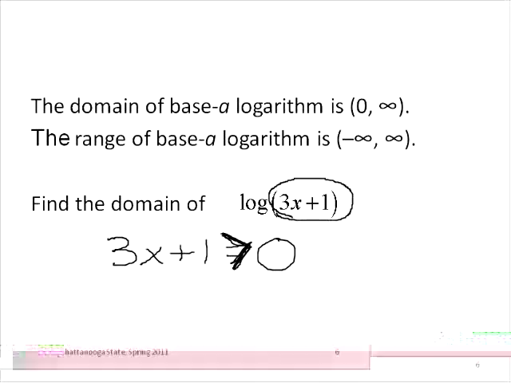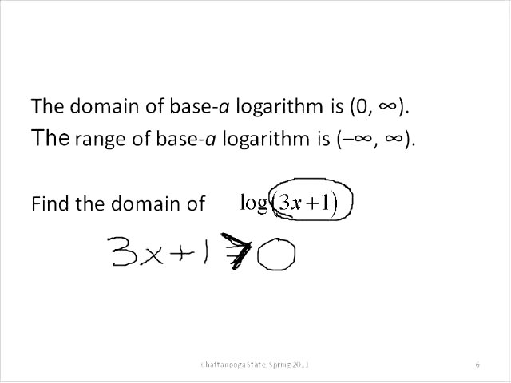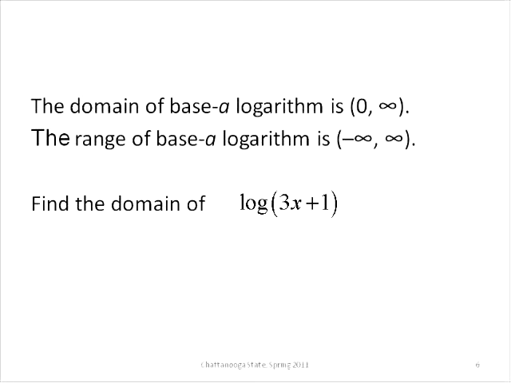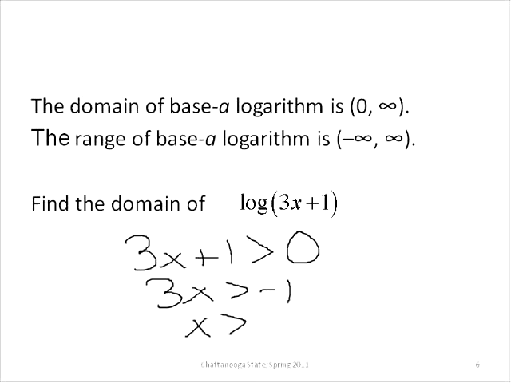Let me erase here so that'll look a little neater. 3x plus 1 is greater than 0. So I solve that. I'll subtract the 1 from both sides and divide by 3. So x has to be greater than negative 1/3. In interval notation, it would start at negative 1/3 and go up to infinity.